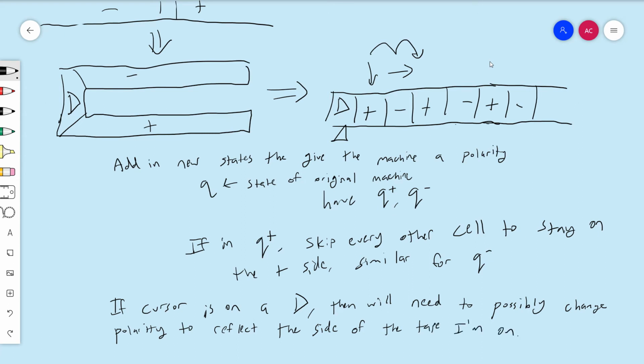So that's the idea. Basically, you just fold the tape on itself. You interleave the positive and negative side so that it's all on one side. And then you have two operating modes, plus and minus, that you switch between depending on what side of the tape you're actually simulating. And you make sure to hop and skip so that you're always staying on the plus side or the minus side. So that's the clever way to do it. And a quick inspection of this will reveal that there's no increase in the time required.